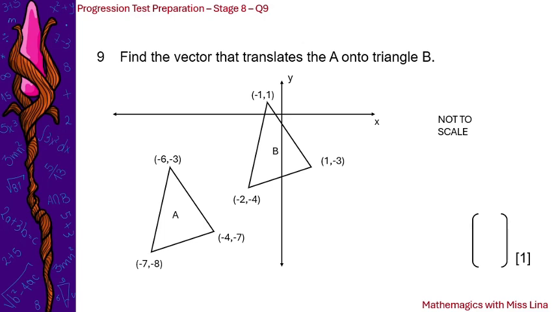Today we're going to check question 9 of the progression test style questions of stage 8. This one is about a translation vector. So it says, find the vector that translates the triangle A onto triangle B.